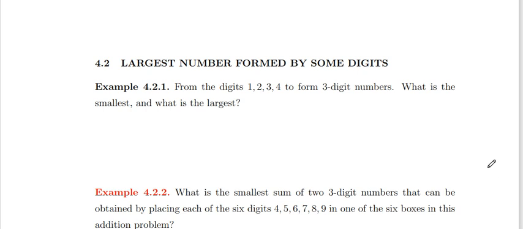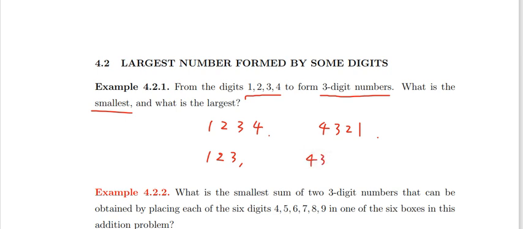Okay. So from those digits 1, 2, 3, 4, we can form the smallest number, 1, 2, 3, 4. So the largest one is 4, 3, 2, 1, right? From those digits, I'm sorry, forming a 3-digit number, the smallest is 1, 2, 3. Largest is 4, 3, 2, right?